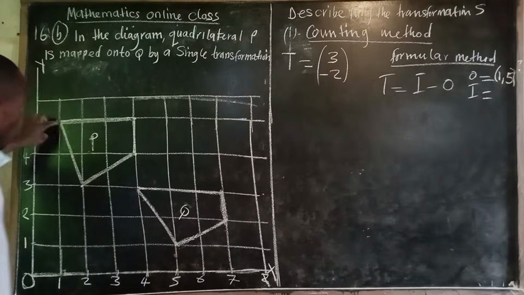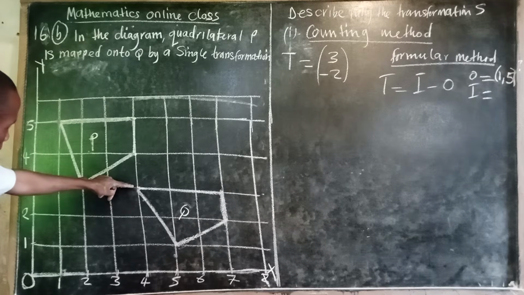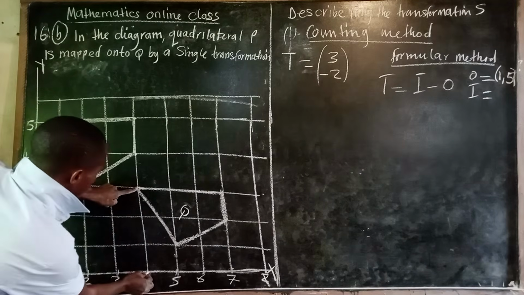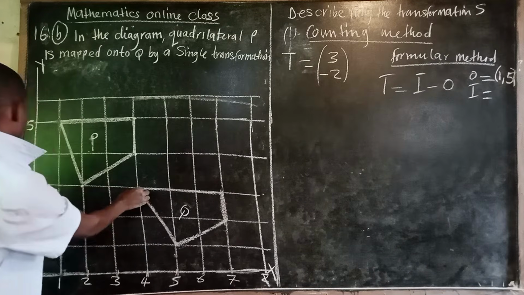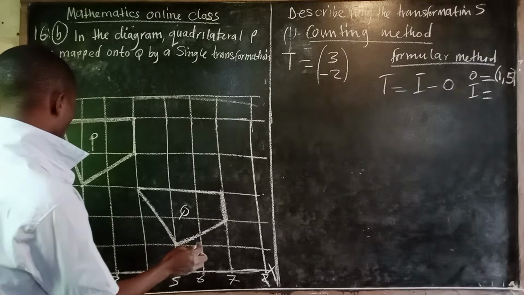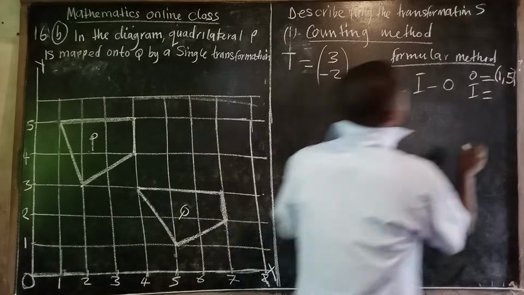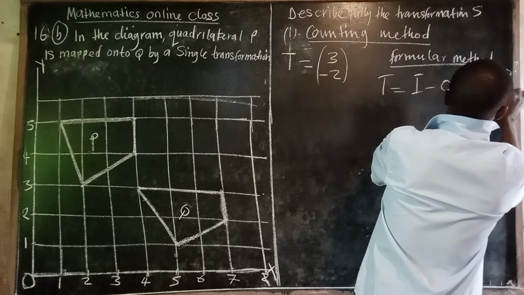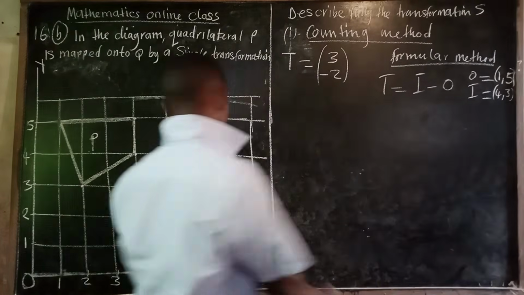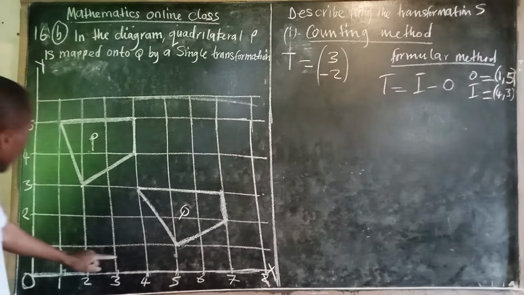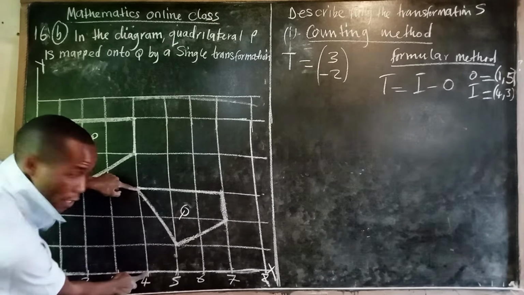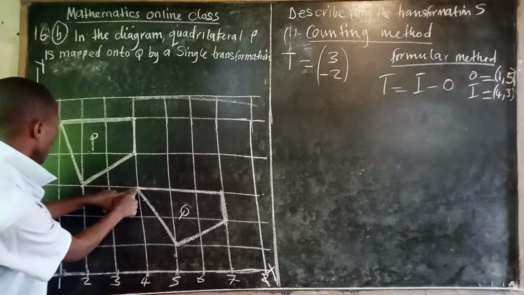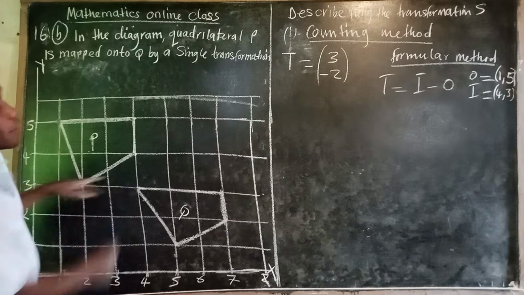The image: which point corresponds to this point? Here it is 4, 3. Are we together? You are able to see how we are reading the coordinates. So x is 4, then y is 3. So that's the one.